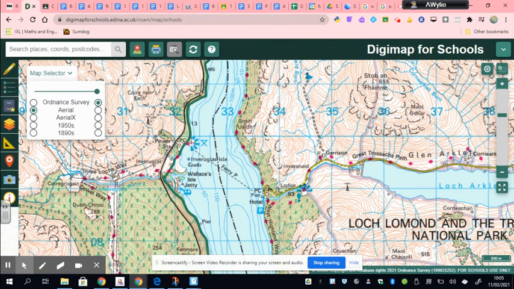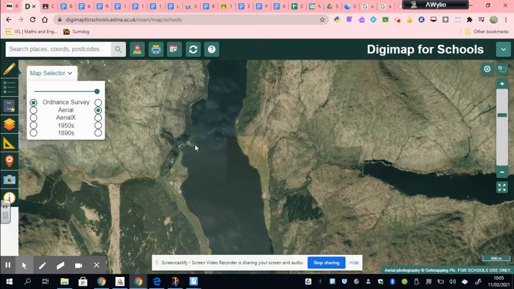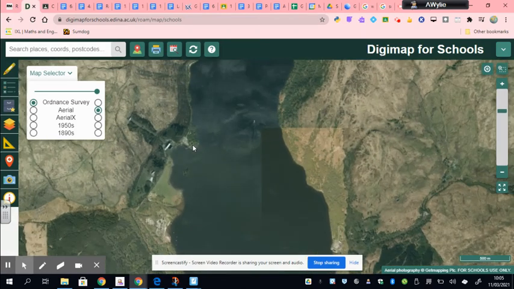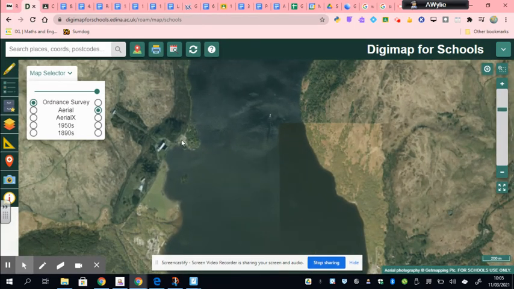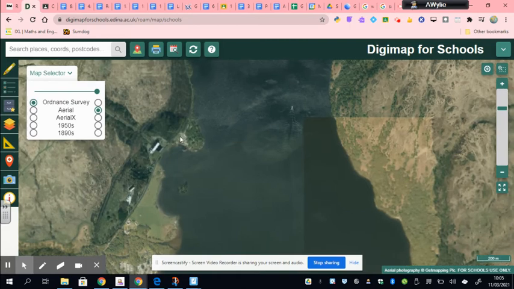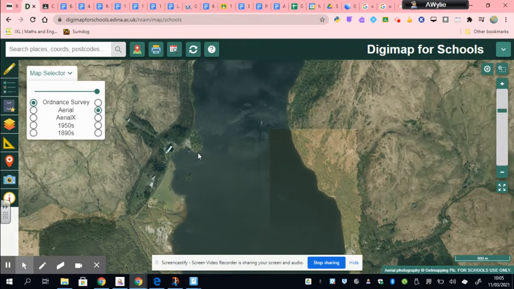This little area of land has a viewpoint and a picnic site on it. We know that because of the symbols. You can see that that corresponds with this little area here. And there happens to be a little car park on the aerial photograph as we zoom in. And there's clearly a picnic site there with a viewpoint for people to see across the loch.